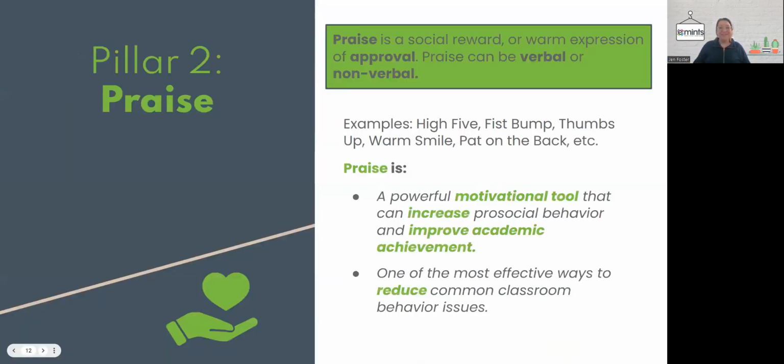So that moves us into pillar 2, which is on praise. And praise is just a social reward. It's a warm expression of approval, and it can be given verbally or non-verbally. And so some examples of nonverbal, a high five, a fist bump, a pat on the back, a warm smile, any of those kinds of things, just something to show your warm approval or expression of approval.